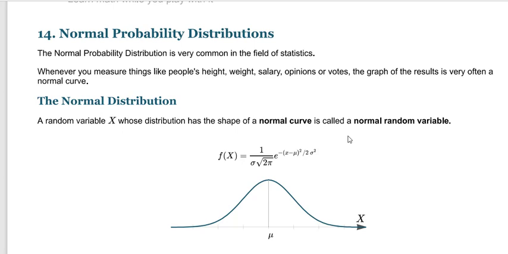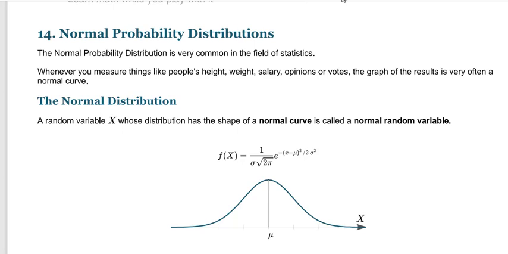So in this lecture we will first of all start with the revision of normal probability distribution, and then we will discuss some more examples related to the standard normal probability distribution.